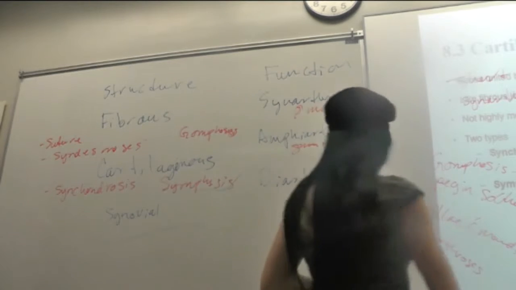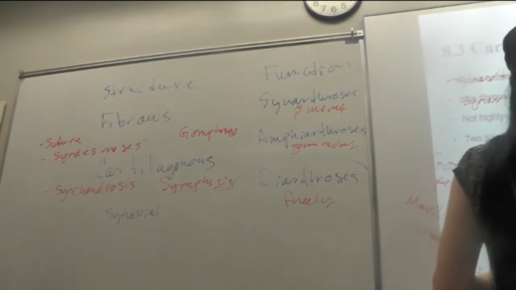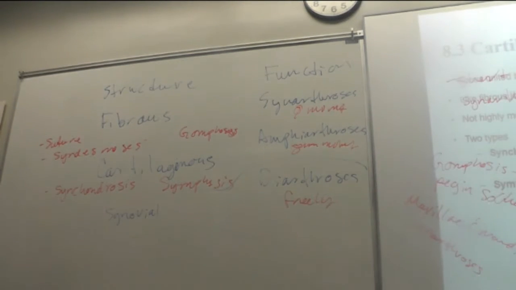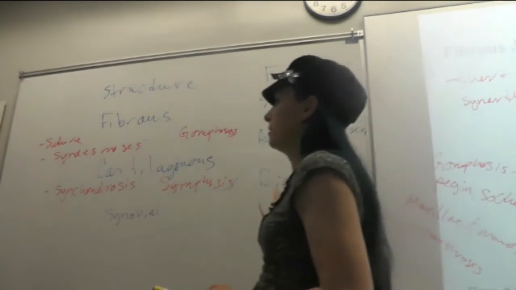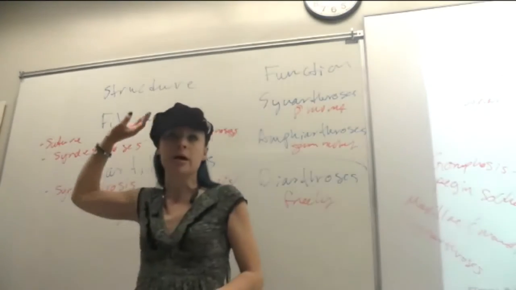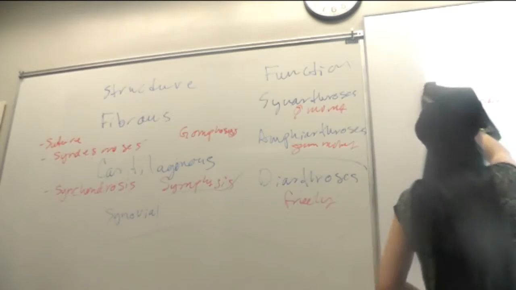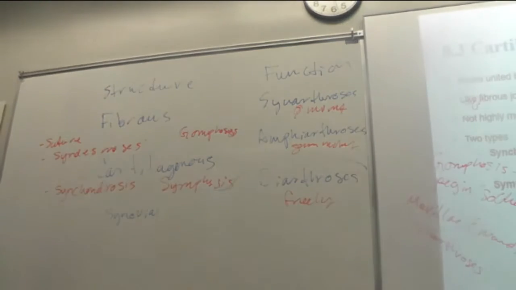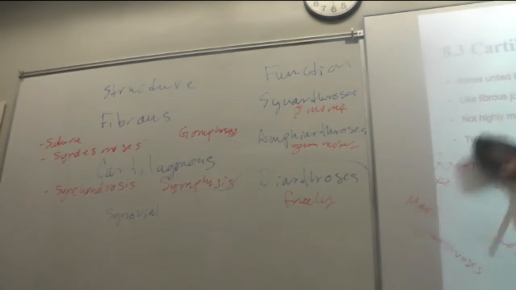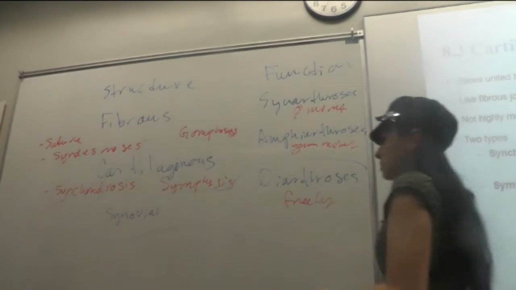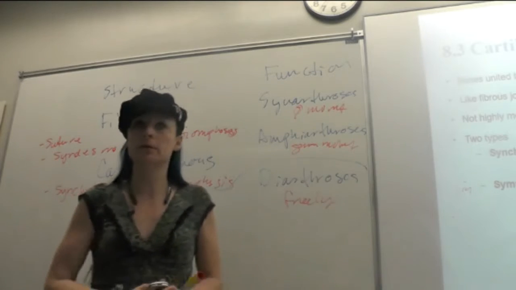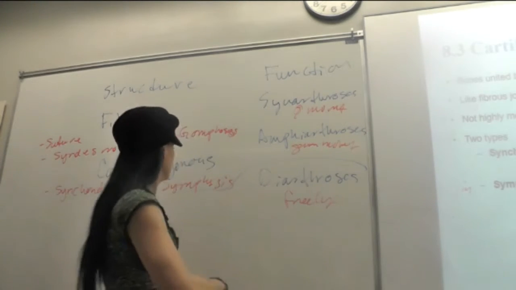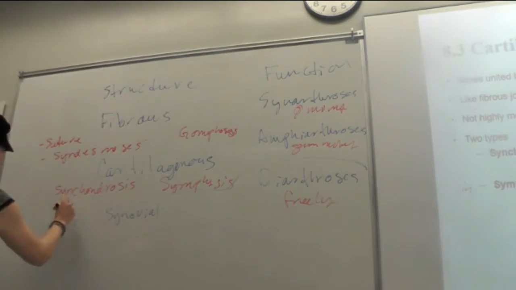Cartilaginous joints. We have 2 types of cartilaginous joints. In fibrous joints, we had fibrous connective tissue between our bones. In cartilaginous joints, we have cartilage between our bones. We have 2 types, synchondroses and symphyses. Who had the synchondroses? What's a synchondrosis? Cartilage that doesn't move, so it's a synarthrosis.